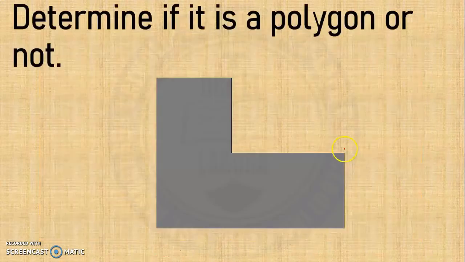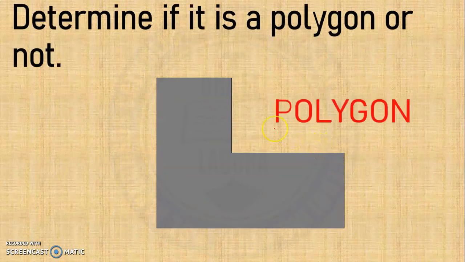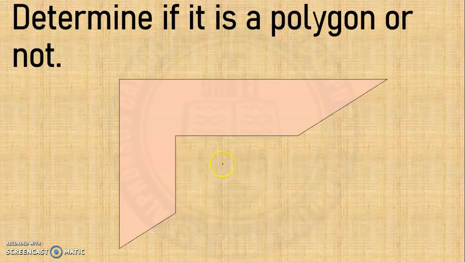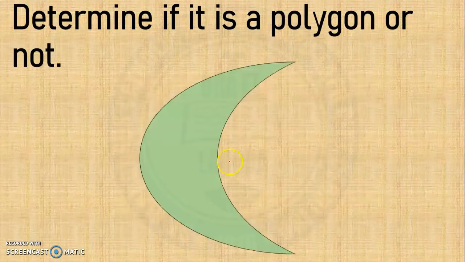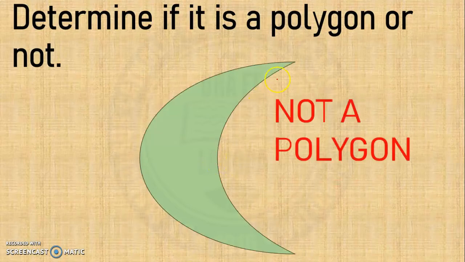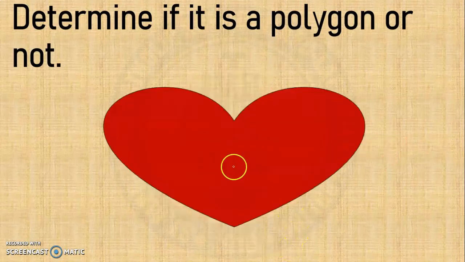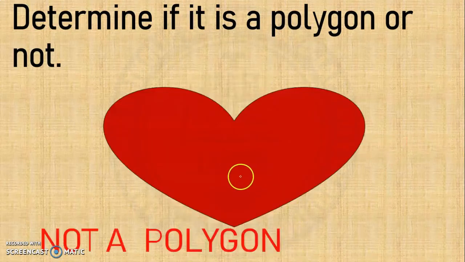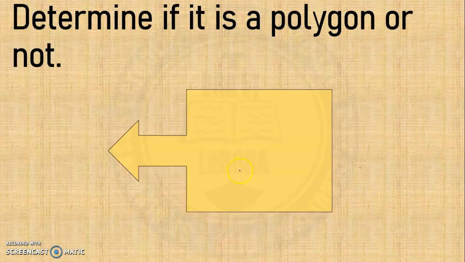Let's have more examples. Let's determine if it is a polygon or not. Okay, this figure is a polygon. It is a closed figure. It was formed by line segments and all the endpoints were connected only by two segments. This is also a polygon. Next, this is not a polygon. It's because these are not line segments. Same reason, this is not a polygon. And the last one, this is a polygon.